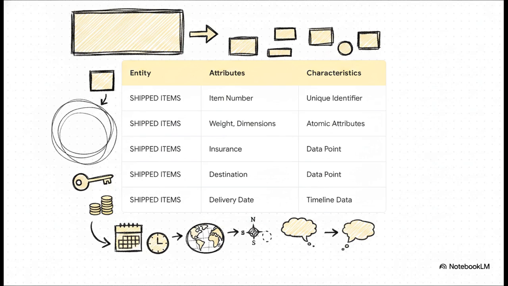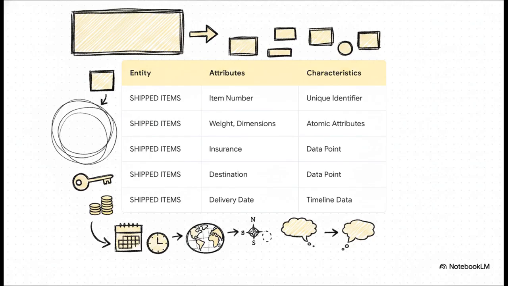First, we isolate our primary entity, which is shipped items. From there, we start pulling the attributes. We grab item number to serve as a unique identifier. We pull weight and dimensions as our atomic attributes. Insurance and destination become key data points. And finally, final delivery date gives us our timeline data. Just like that, we've translated a totally chaotic, real-world operation into a highly structured, logical model that is completely ready to be diagrammed.